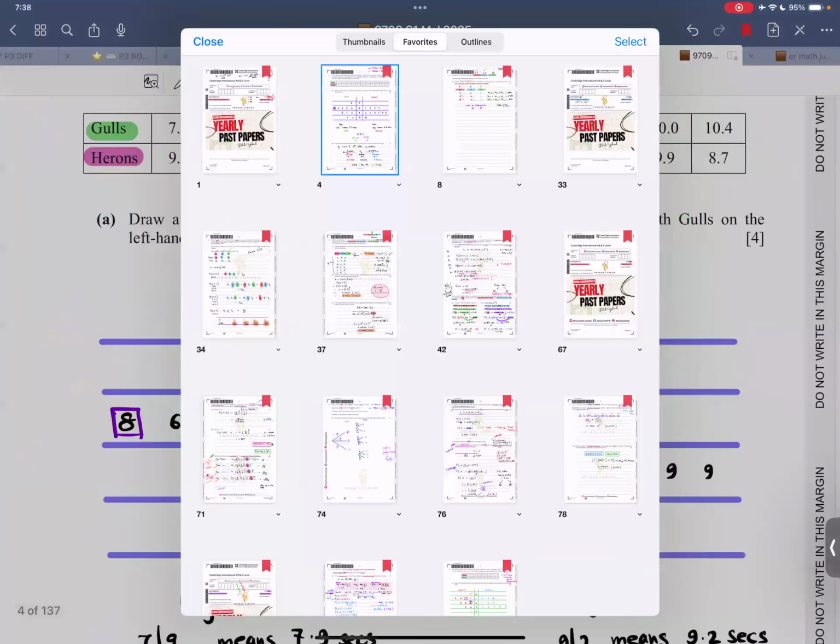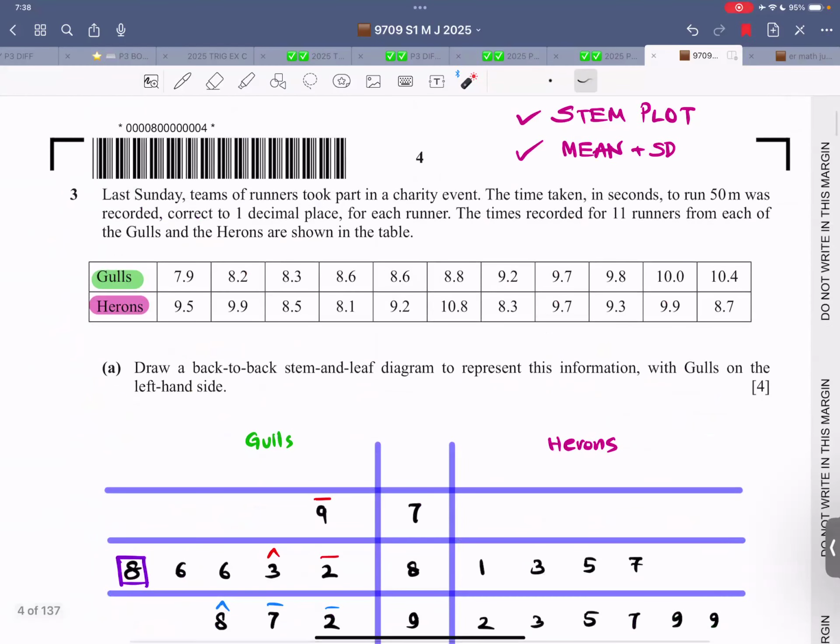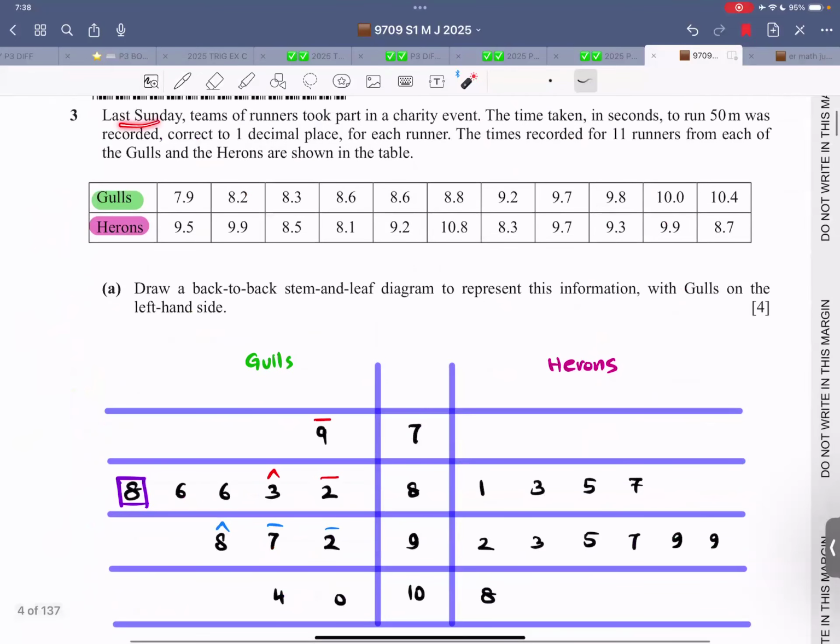Let me remove it. Now the next one is about stem plot, mean and standard deviation. Both these things are part of representation of data, descriptive statistics. That's another name for it. Now it says last Sunday, a team of runners took part in a charity event. The time taken in seconds to run 50 meters was recorded correct to 1 decimal place. The times are recorded for 11 runners from each of the two teams, gulls and herons. I have labeled the gulls with a green color and the herons with a pinkish color. So now these are the two teams.